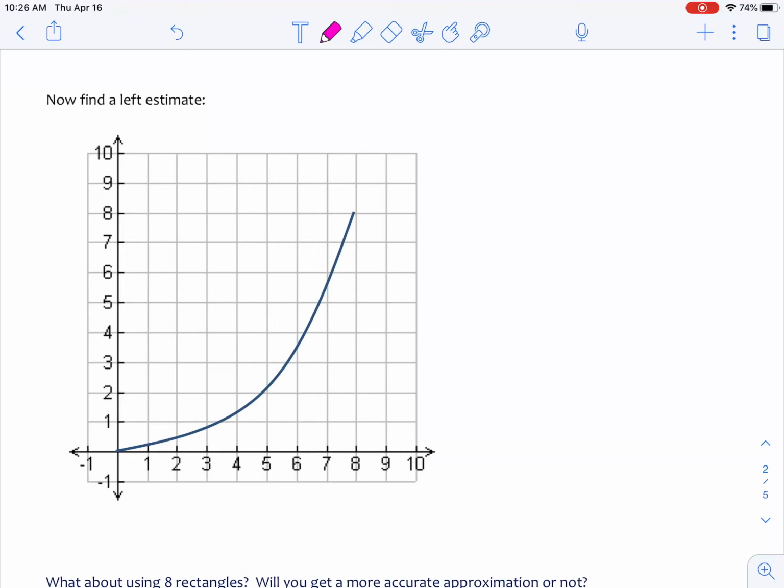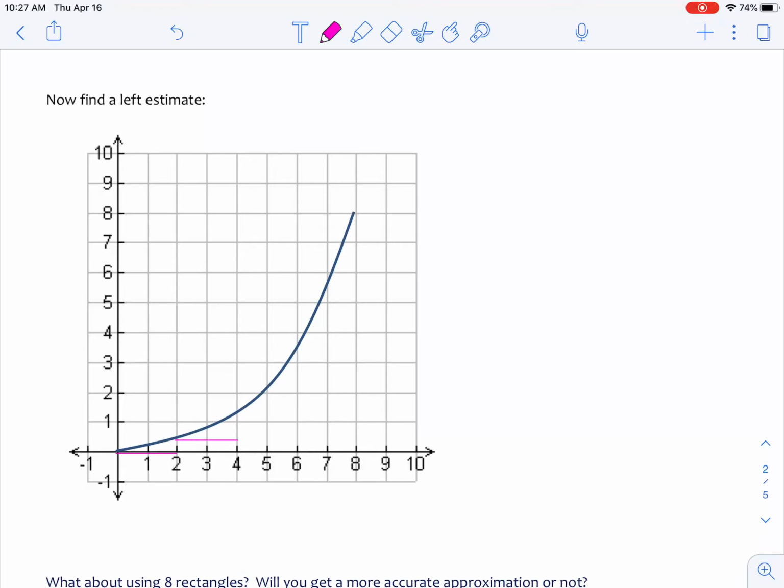All right, still using 4 rectangles, so we're still going to have a width of 2 since our interval from 0 to 8 has 8 units, divided by 4 gives us the 2 still. Since it's a left estimate, we're going to have the left top part of the rectangle hitting our curve. So I'm starting on the left-hand side, my left top part hits the curve right there. And then if I drop it down, it doesn't go anywhere. So there's actually a height of 0 on that rectangle.